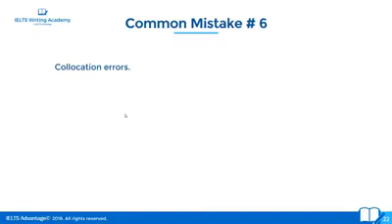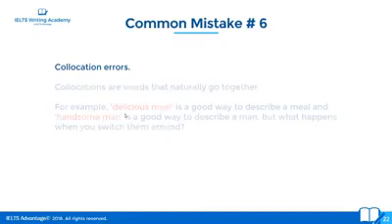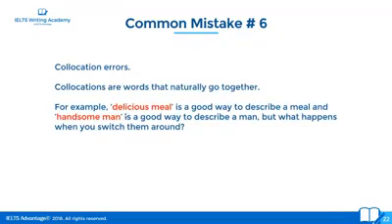And that brings me on to the 6th mistake, collocations. Collocations are words that naturally go together. For example, a delicious meal is a good way to describe a meal, and a handsome man is a good way to describe a man. Well, a good-looking man. But what happens when you switch them around? Would you say I had a handsome meal? No. Would you say a delicious man? Maybe, but they don't really go together.